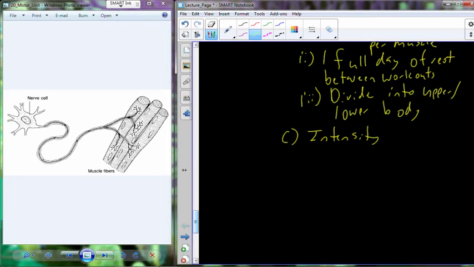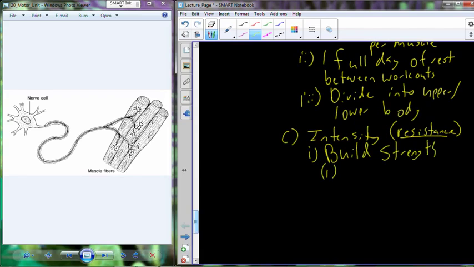Okay, so intensity. For strength and endurance training, intensity is synonymous with resistance. So we're going to look at the resistance, or how close or far you're going to be from your 1 rep max. If you are interested in building strength, your intensity should be heavier weights.